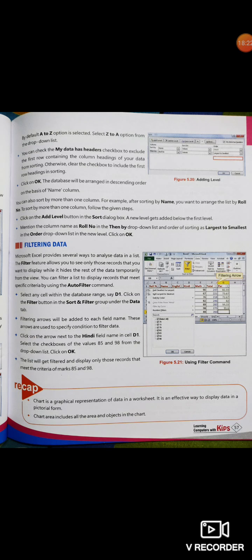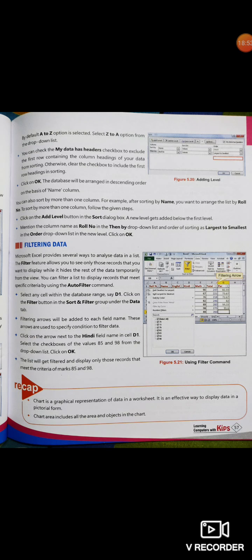Next is filtering data. What is a filter? The filter feature allows us to see only those records that we want to display, while it hides the rest of the data temporarily from view. Okay. So filters basically show only that data that meets certain conditions. We can filter a list to display records that meet specific criteria by using the auto filter command also. So for filtering data, what do we have to do?